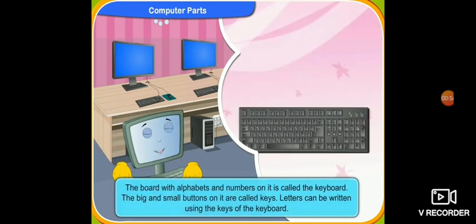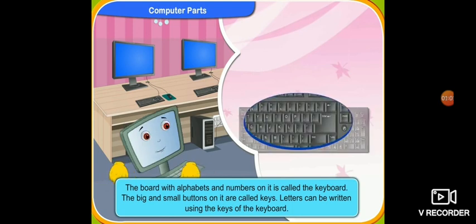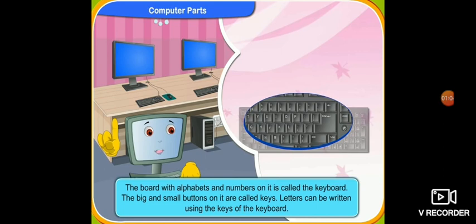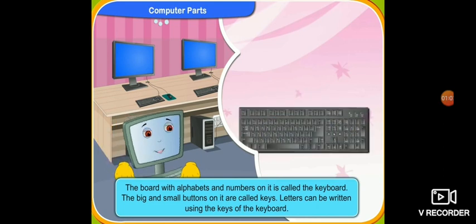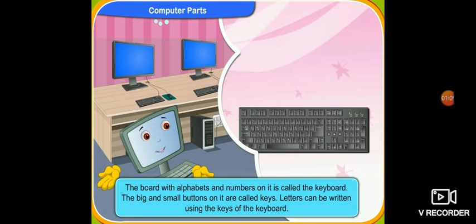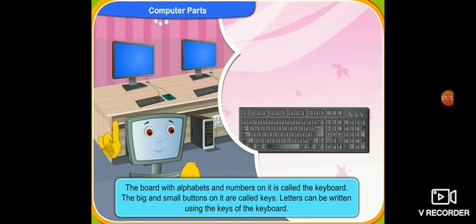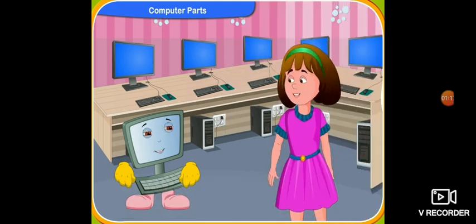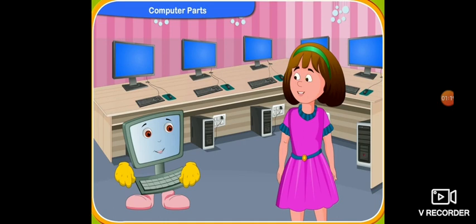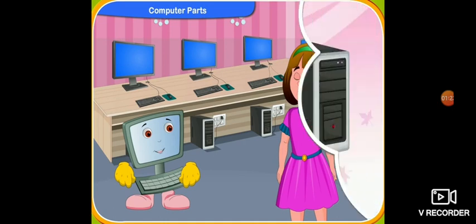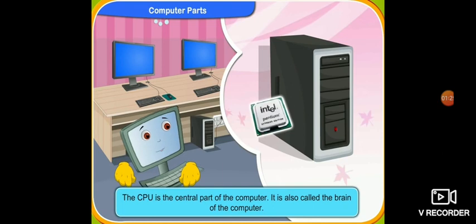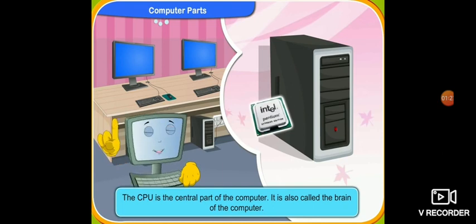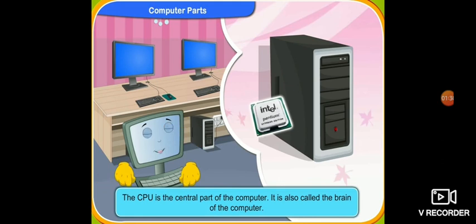This board with alphabets and numbers on it is called the keyboard. The big and small buttons on it are called keys. Using these keys, we can write letters. We can make reports and presentations and also play movies and songs. What is the CPU? It looks like a big box. The CPU is the central part of the computer. It is also called the brain of the computer. The CPU tells the computer what to do.